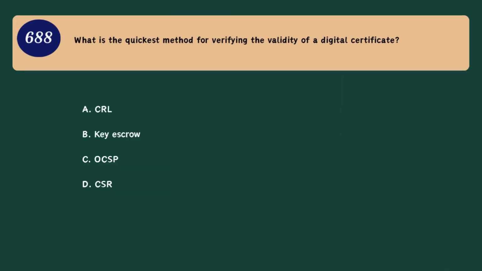Question 688. What is the quickest method for verifying the validity of a digital certificate? A. CRL. B. Key escrow. C. OCSP. D. CSR.